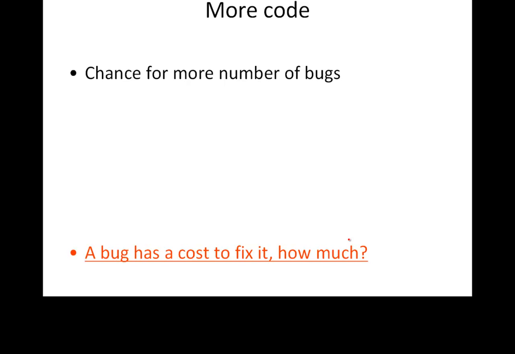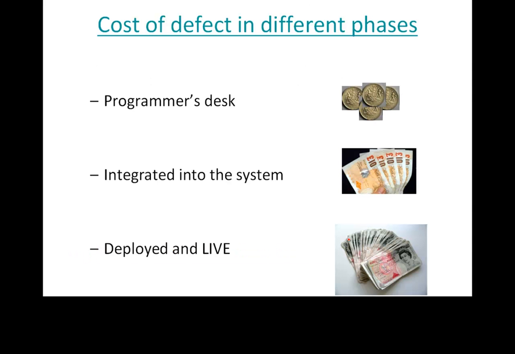Now, each bug has a cost to it, and it really matters for companies to have fewer bugs. So we write the code in a way that it has fewer bugs, and one of the options is to write less code. But before we talk about that, let's check what the cost of a bug in the code is. The cost of a defect in our code varies in different phases.